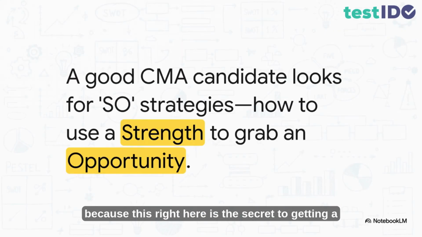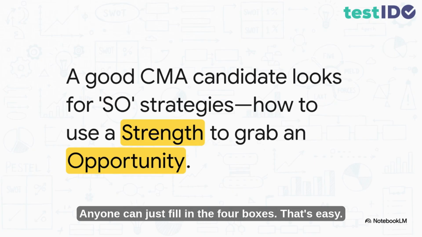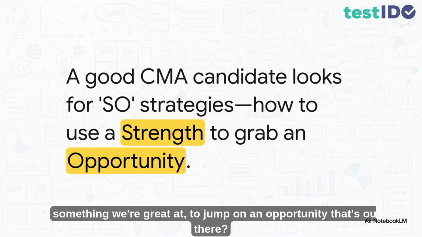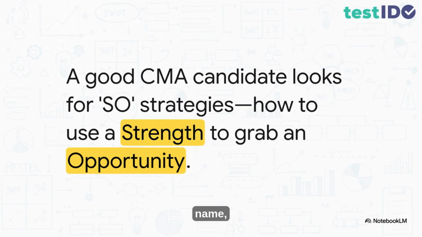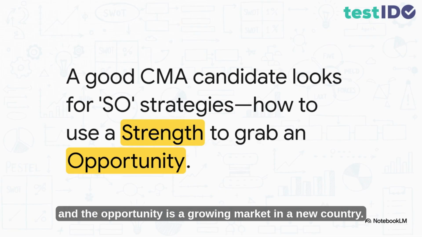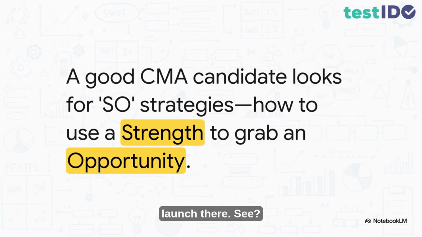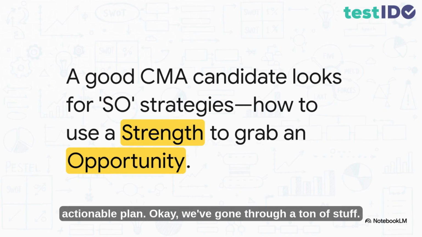Now, listen up, because this right here is the secret to getting a top score on this kind of question. Anyone can just fill in the 4 boxes. That's easy. Where you earn the big points is by connecting them. You have to ask the right questions, like, how can we use a strength we have, something we're great at, to jump on an opportunity that's out there? Let's say your strength is a super strong brand name and the opportunity is a growing market in a new country. Boom! Your strategy is to use that brand power to launch there. See? That's how you turn a simple analysis into a real actionable plan.